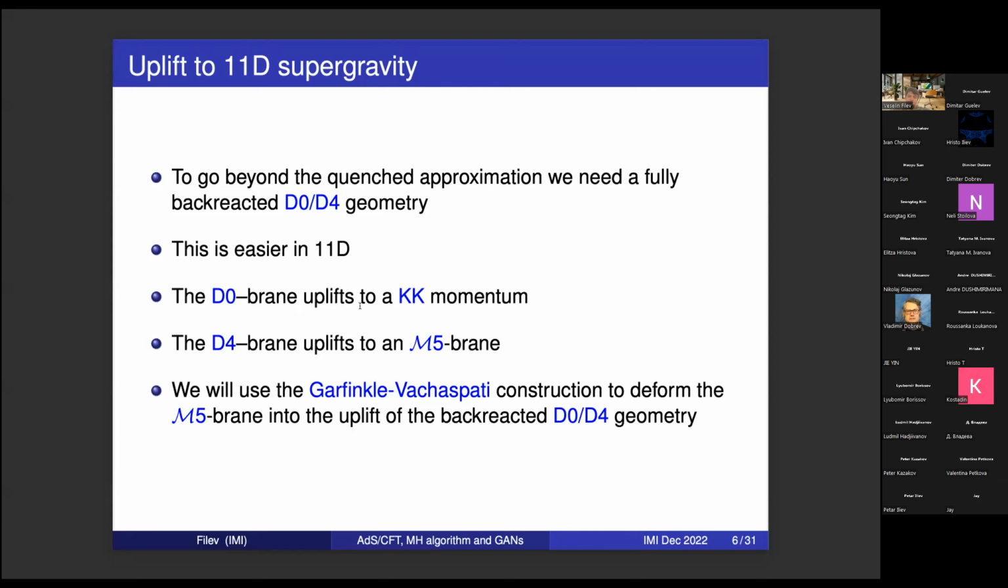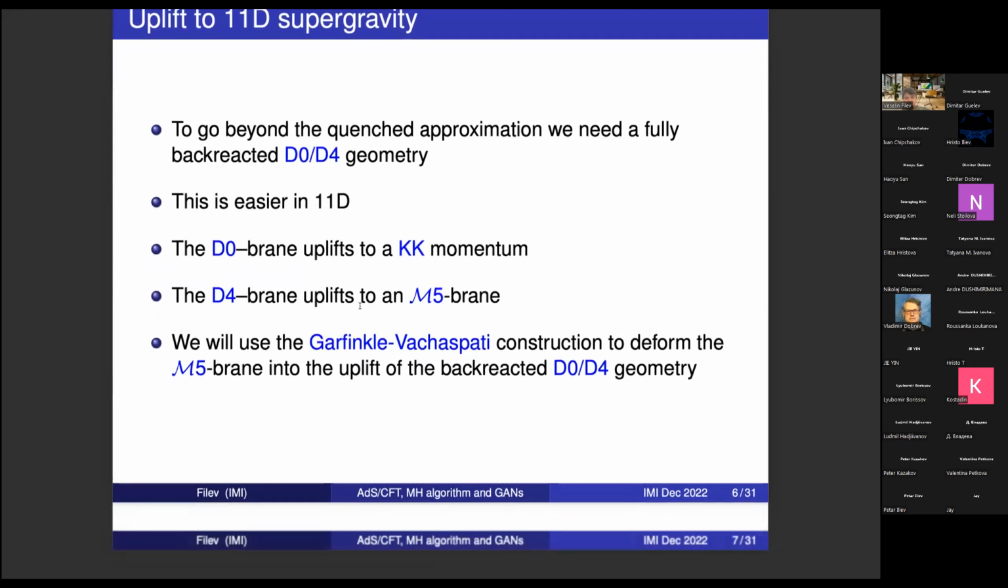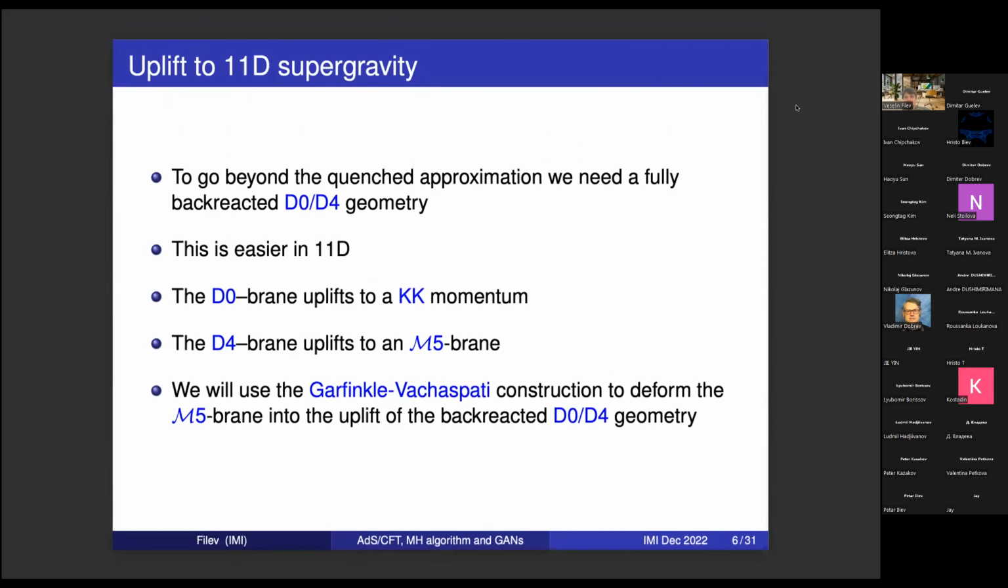The D4 brane can be understood as a compactification of the M5 brane. Given that we start from 10 dimensions, we call this an uplift. So we uplift the D0 brane to Kaluza-Klein momentum in 11 dimensions, and the D4 brane we uplift to an M5 brane. And now we use something called the Garfinkle-Vachaspati construction, which allows you to construct one geometry from another by deforming it in a particular way.